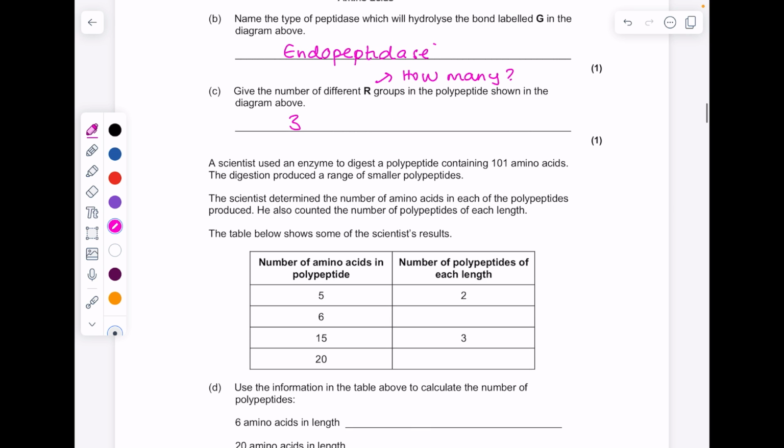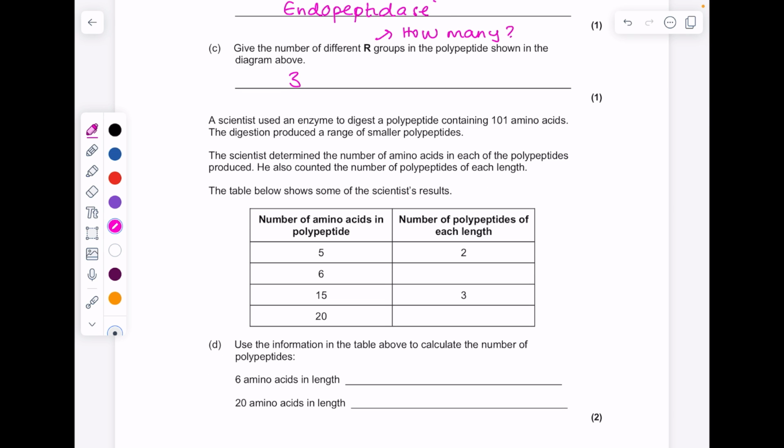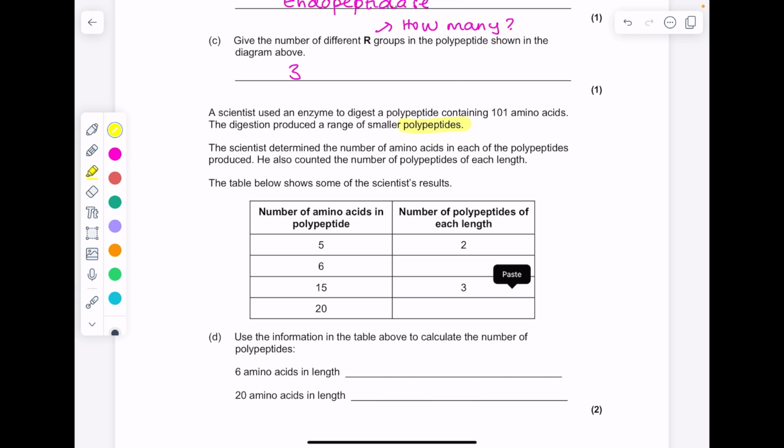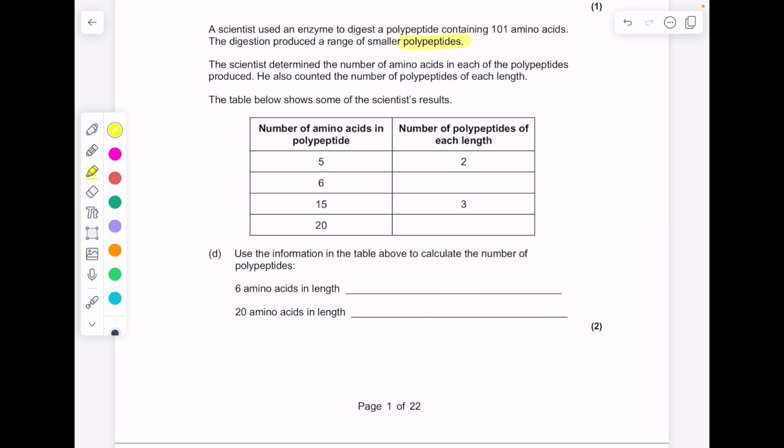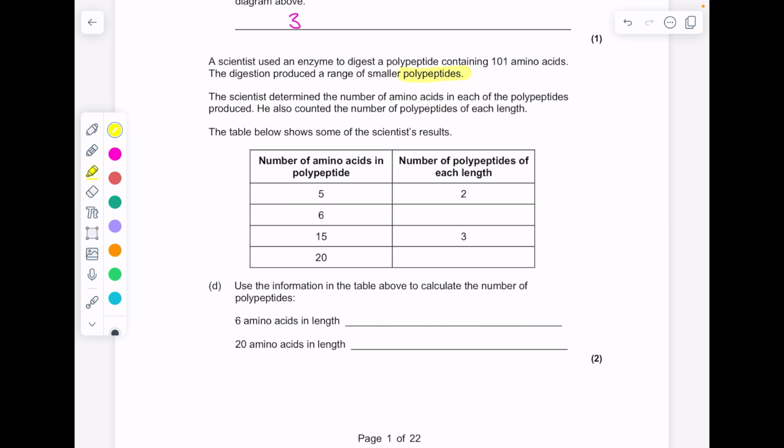The scientists used an enzyme to digest a polypeptide containing 101 amino acids. The digestion produced a range of smaller polypeptides. The scientists determined the number of amino acids in each of the polypeptides produced. He also counted the number of polypeptides of each length. The table below shows some results. Use the information in the table above to calculate the number of polypeptides, 6 amino acids in length and 20 amino acids in length. So just work out how many amino acids have been used up.